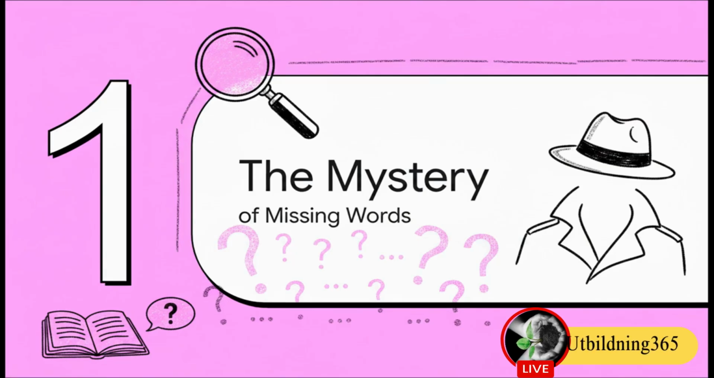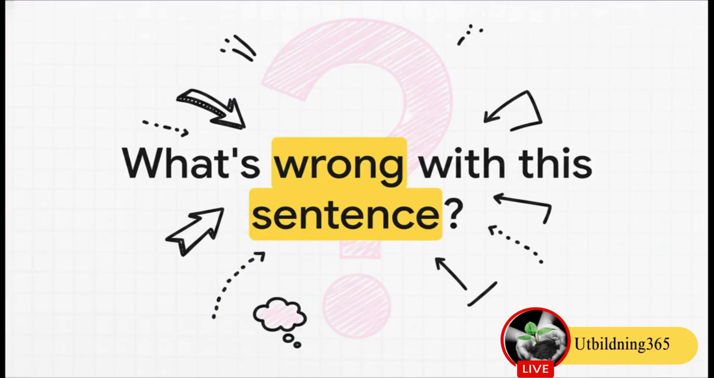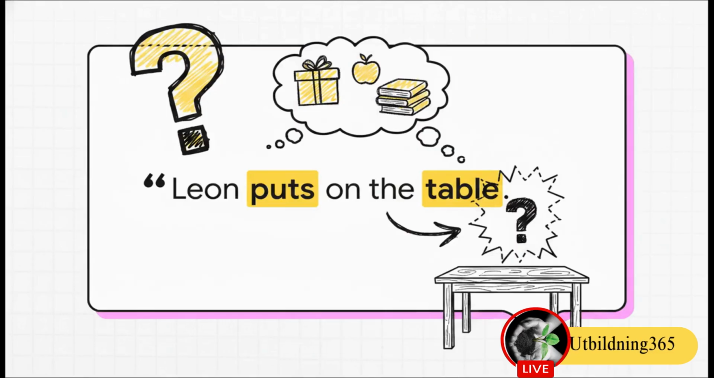Think of this first part as a puzzle, a little mystery of some missing words. Okay, so right off the bat, I've got a question for you. Take a look at this next sentence. What feels off about it? Leon puts on the table. See? It just kind of stops. It feels incomplete, doesn't it? Your brain is immediately going, wait, Leon puts what on the table? There's a huge gap there, a missing piece of the puzzle.